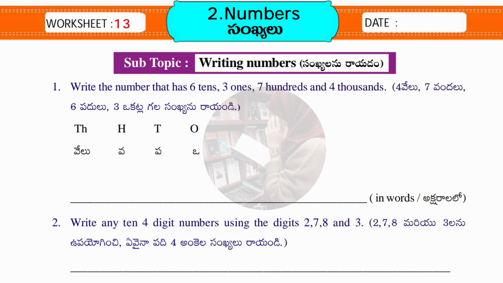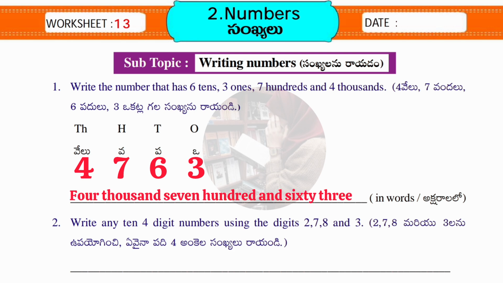So according to the question we have to write down the correct number under the correct heading. So 1000 place is 4, 100 place is 7, tens place is 6 and ones place is 3. So the entire number is 4763. Write down in words also. 4763. Next second question. Write any 10 4-digit numbers using the digits 2, 7, 8 and 3.